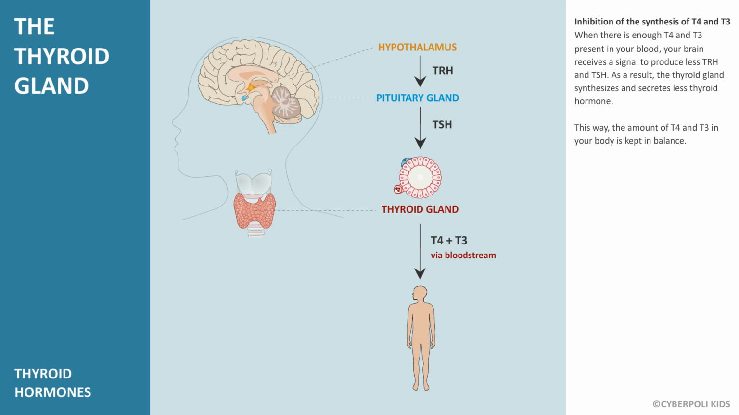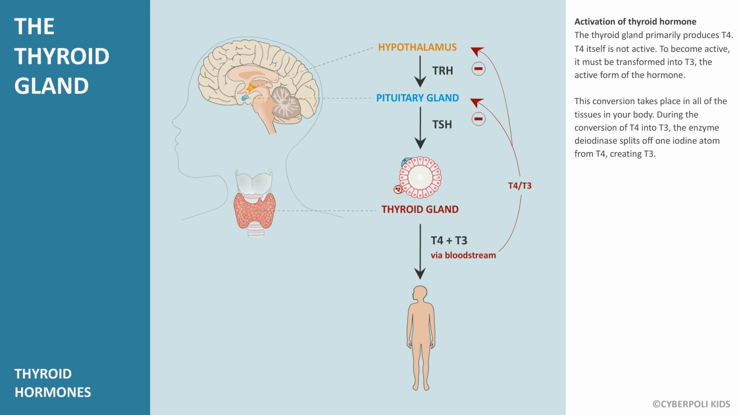When there is enough T4 and T3 present in your blood, your brain receives a signal to produce less TRH and TSH. As a result, the thyroid gland synthesizes and secretes less thyroid hormone. This way, the amount of T4 and T3 in your body is kept in balance.